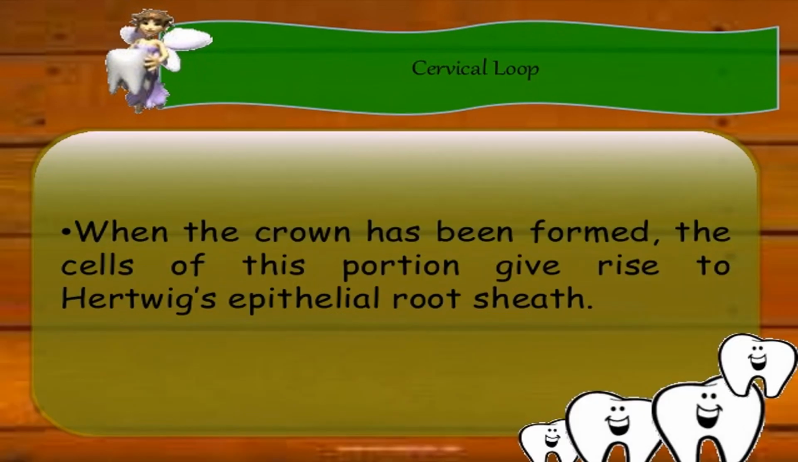Cervical loop. When the crown has been formed, the cells of this portion, the cervical loop, give rise to Hertwig's epithelial root sheath. And then this Hertwig's epithelial root sheath later helps in root formation.